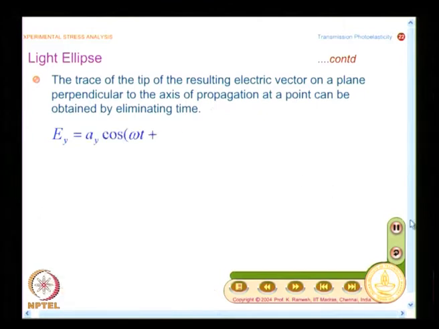I have E y as this, and I would like you to simplify this expression, as simple as that. So, what is the trigonometric identity I can use? Cos A plus B. So, I can have this as cos omega t plus alpha 1; omega t plus alpha 1 I can take as A and delta as B.